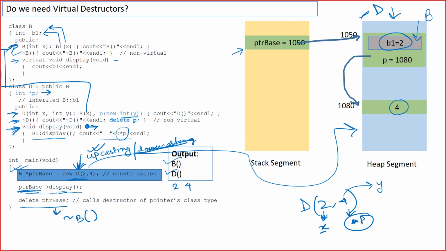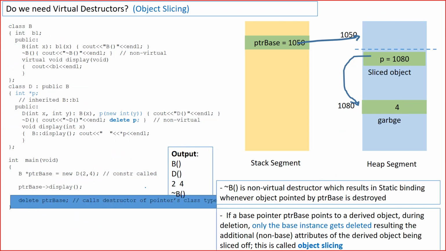Are you getting my point? Please answer, otherwise you will not understand. Yes, it will not call D, rather it will call B. Why? Because first you will see whether the destructor called by delete is of virtual type or not. If it is not virtual, then it will consider its own type and call the destructor matching its type, which is B. So if we call delete pointer base, it will call B. And B is non-virtual, so what does it result in? Static binding.